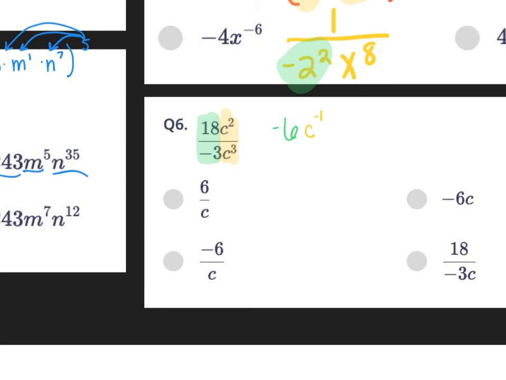And if we want to turn this c to the negative 1st into a positive, we're just going to put it on the bottom of our fraction. So right now there's an invisible 1 underneath here. We're just going to move that c to the bottom. So my negative 6 stays up top. Keep the 1 on the bottom. We move our c to the 1st power to the bottom as well, and it becomes positive. From there, we can get rid of a couple of things. We don't need this 1. We don't need this 1 right here. Those both aren't doing anything. So our final answer is going to be negative 6 over c.